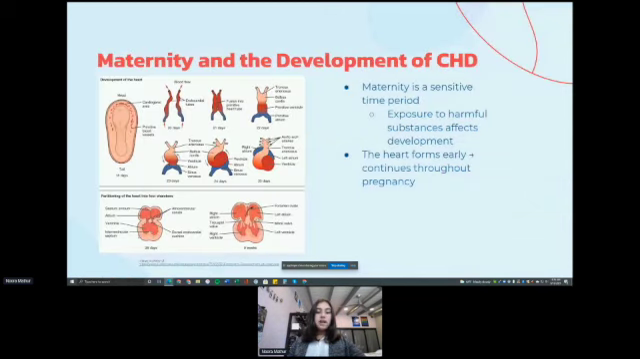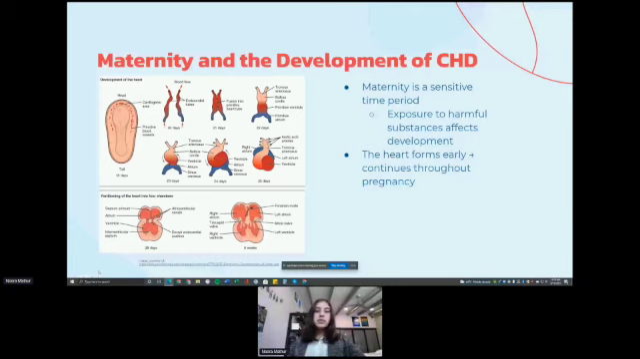Maternity is a sensitive time period in which the environmental risk factors have a serious impact on the health of the infant. Every part of the infant forms at specific stages, so exposure to harmful substances can affect proper development. The heart forms early in pregnancy and continues developing throughout the pregnancy, meaning it has a greater chance of being affected by environmental insults.